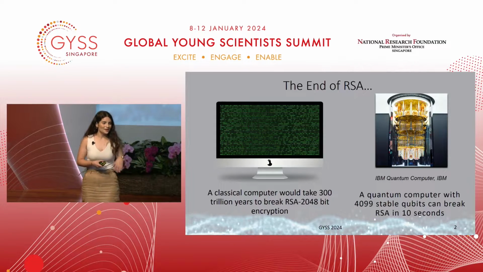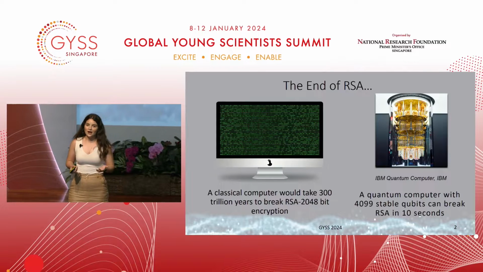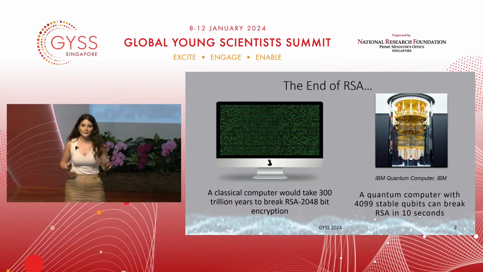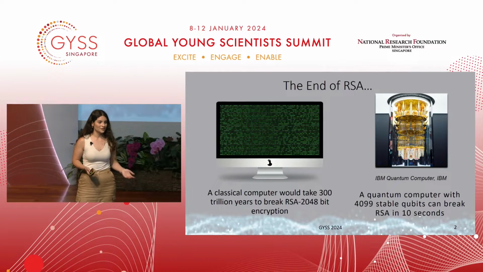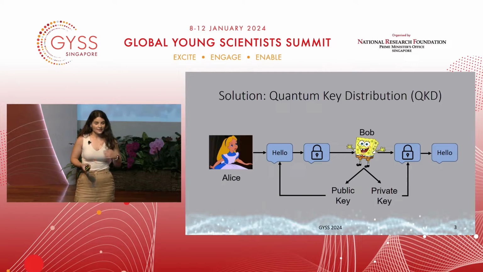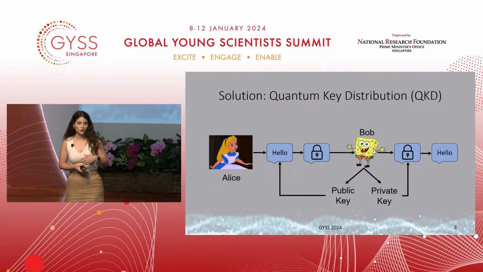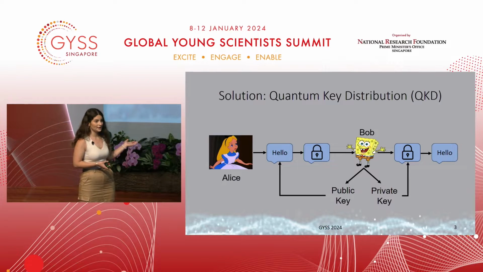So this brings us to the end of RSA, and the question is, okay, what do I do? How do I keep my information secret, or how do I keep my research secret, bank details secret in the quantum era? This is where my research comes into place, and one of the proposed solutions is called quantum key distribution, or QKD in short.